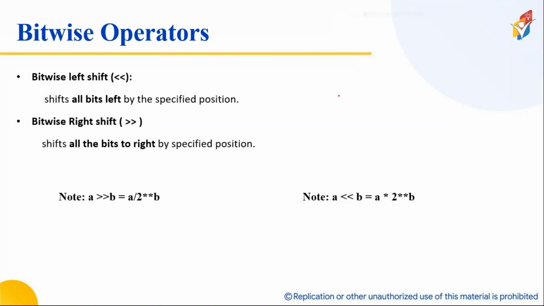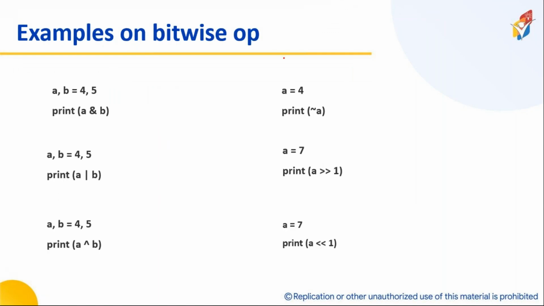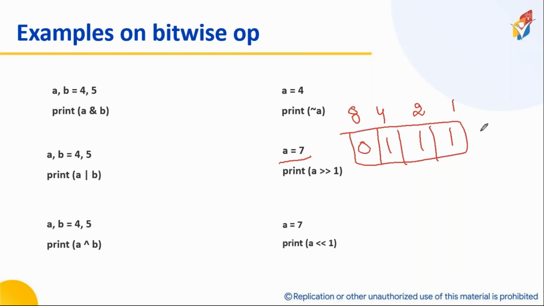Now, let me go to the examples directly: how to use bitwise left shift and right shift. Let me take 7. How will 7 be converted? Anyone tell me? 1, 2, 4, 8. 4 plus 2 is 6, 6 plus 1 is 7. So 1, 1, 1, 0. This is 7. I hope it is clear for everyone.